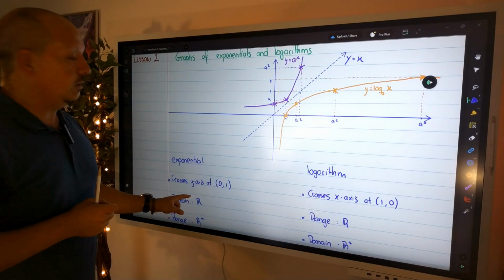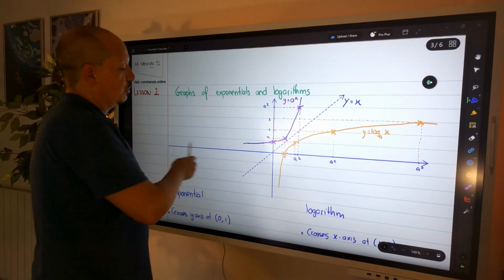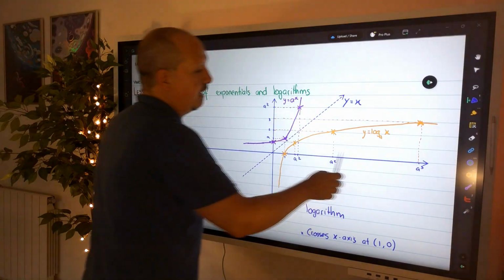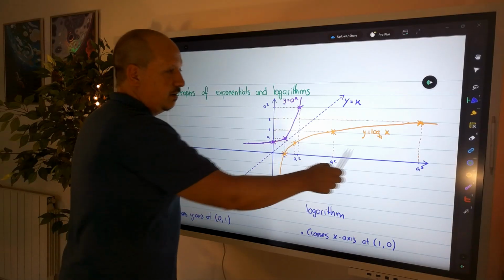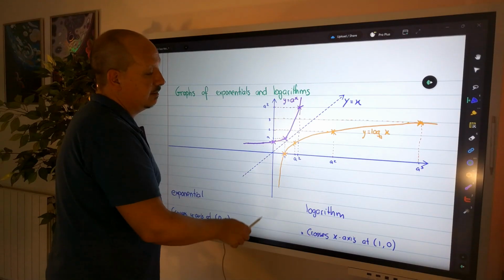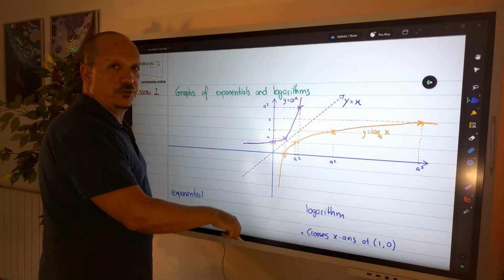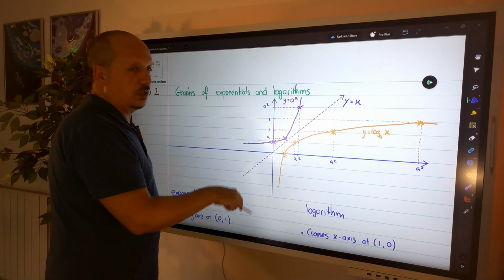You have all real numbers as the domain of the exponential function. x can be anything on the x-axis. On the other hand, it's the y values that can take on everything on the real numbers for the logarithmic function.